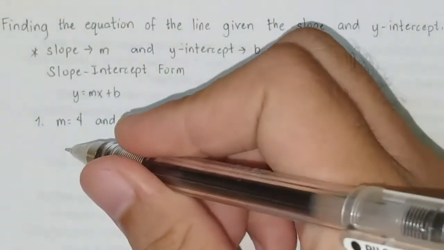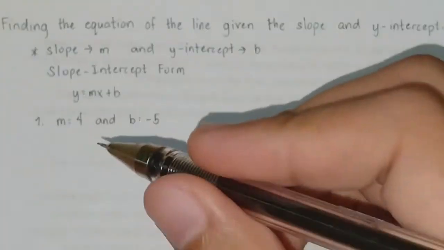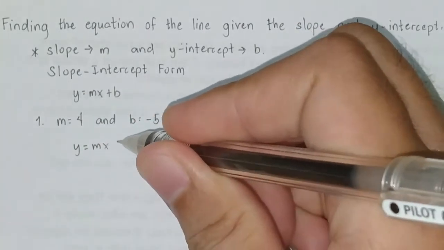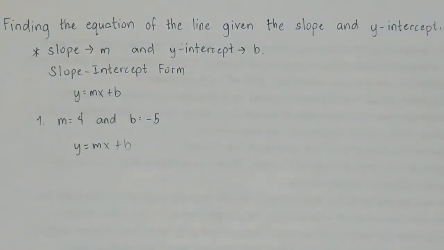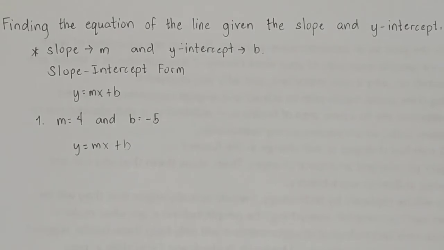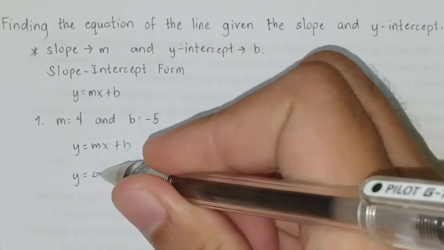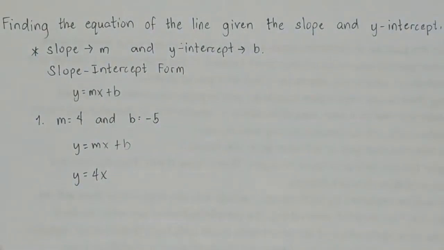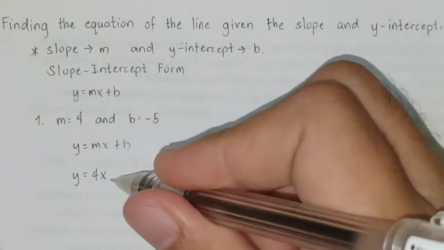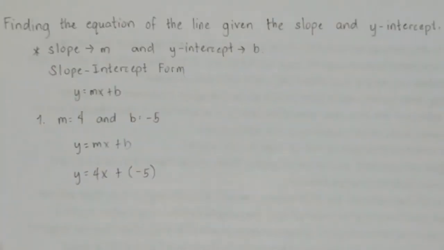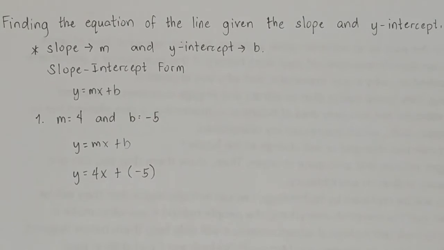So, isulat lang natin yung ating slope-intercept form na y is equal to mx plus b. And then, let us substitute lang ng mga given. m is equal to 4, b is equal to negative 5. So, we have y is equal to 4x since our m is 4, plus negative 5 since our y-intercept b is equal to negative 5.